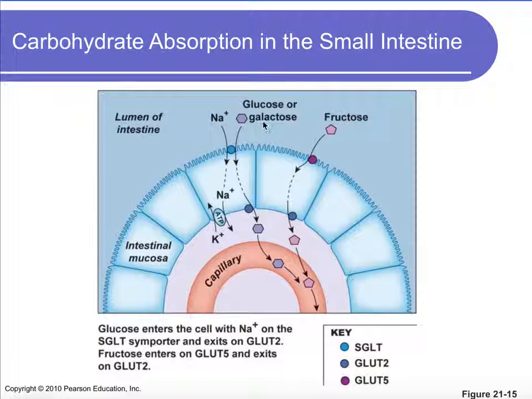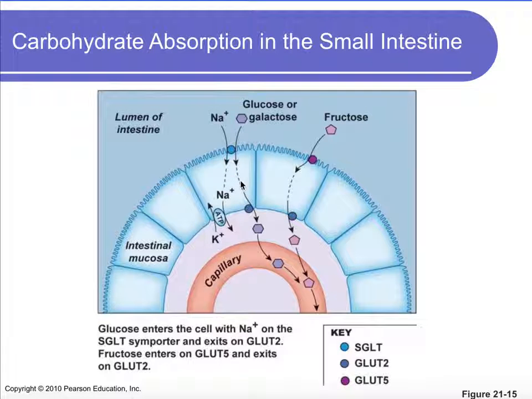So glucose or galactose, depending on what we have, will come into our mucosa cell with the help of sodium. This little blue circle is an SGLT. Hopefully you remember your SGLTs, sodium glucose linked transporter. It's an example of our secondary active transporter. As sodium is going down its concentration gradient, it is forcing glucose or galactose to come in as well.